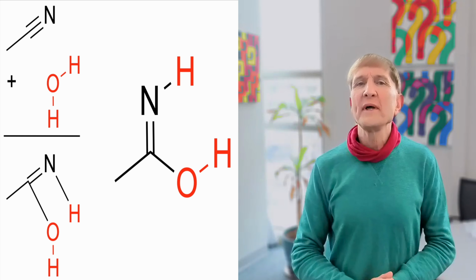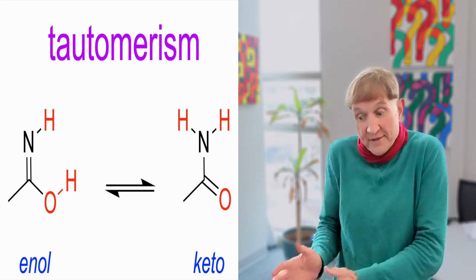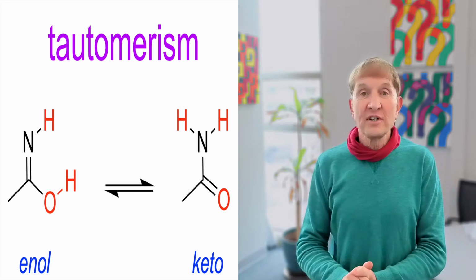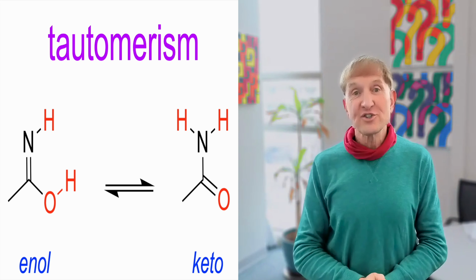We want to form an amide. How do we get there? Well, we simply tautomerize. We take a hydrogen that was downstairs on the oxygen, and we put it upstairs on the nitrogen. And there's an amide. You can recognize that now.